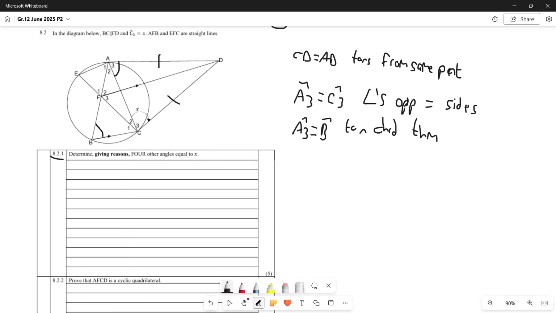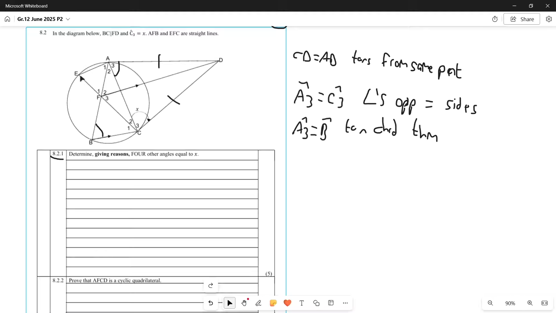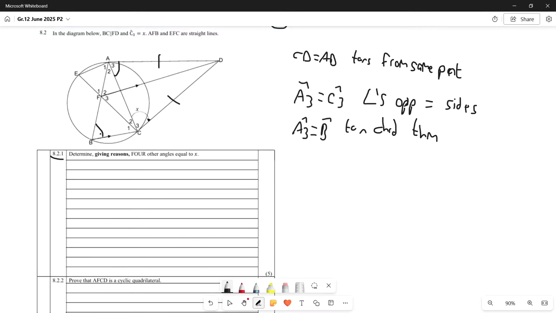And then from B over here, if we were to look at BCEA, we have a bow tie going on there, which means that our angle E relative to our angle B here is exactly the same because of angles from the same segment. So B equals E, angles in same segment. And then we're almost done.